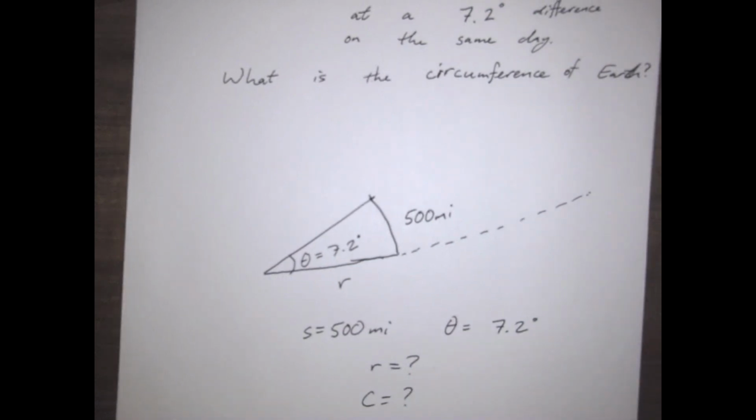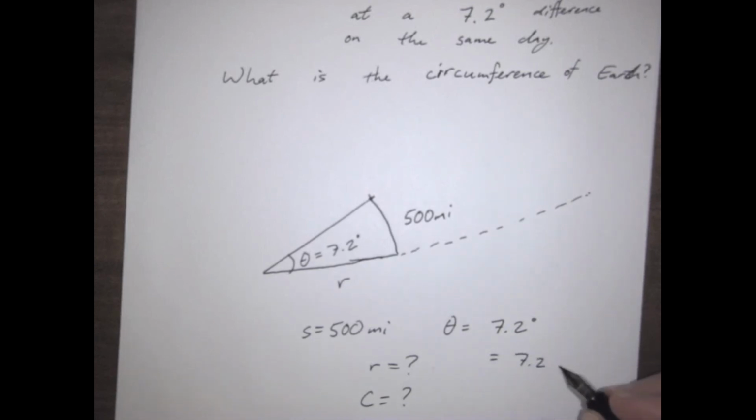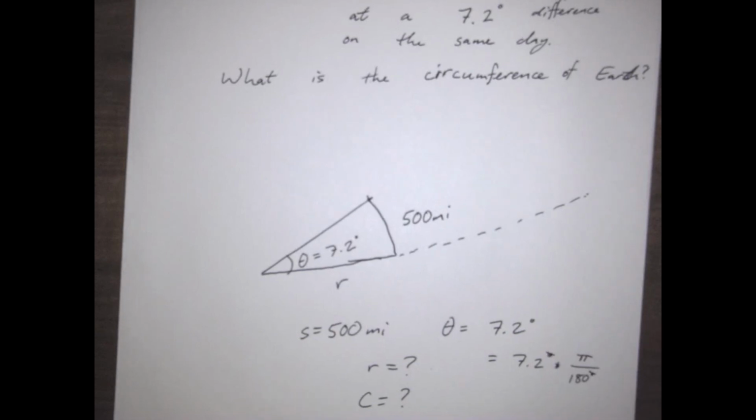Okay, well, let's calculate. First off, the theta is not in a convenient format. It is in degrees, not radians. So we need to calculate 7.2 times, since it is degrees, we need it to cancel degrees: 180 on the bottom, pi on the top. Cancel, cancel, and we've got 7.2 pi over 180.